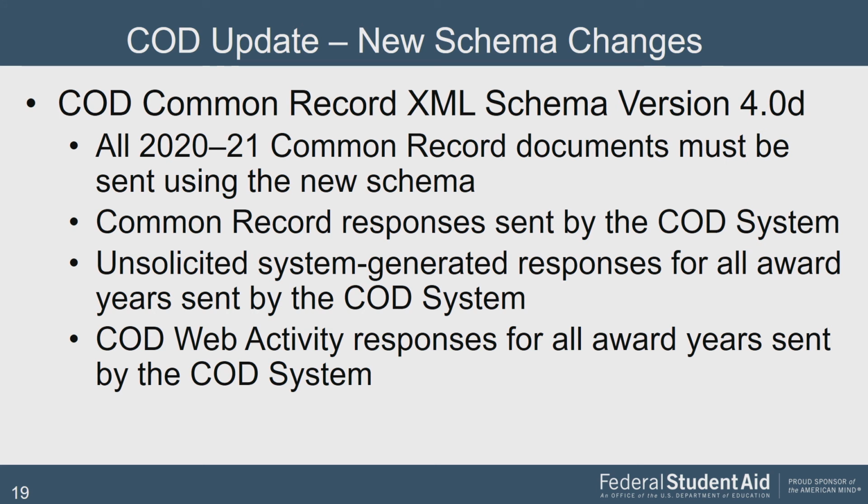In terms of new schema changes, the Common Record XML schema version that's going to go out is 4.0D. With that, all 2021 Common Records must be sent using the new schema. For Common Record responses, everything COD is going to send out is going to be using the new schema, which is 4.0D. That includes unsolicited system-generated responses. COD web activity responses will also be sent for all years sent out by the COD system using the new schema version.